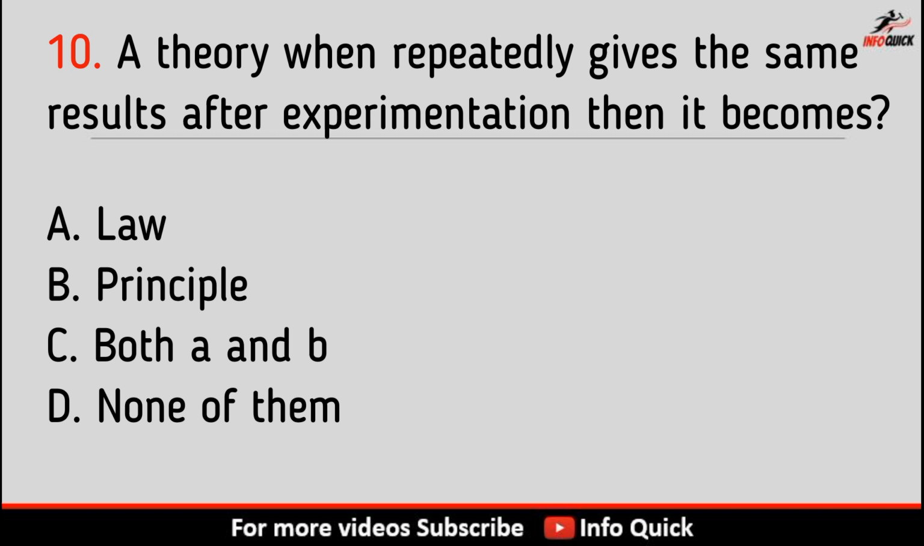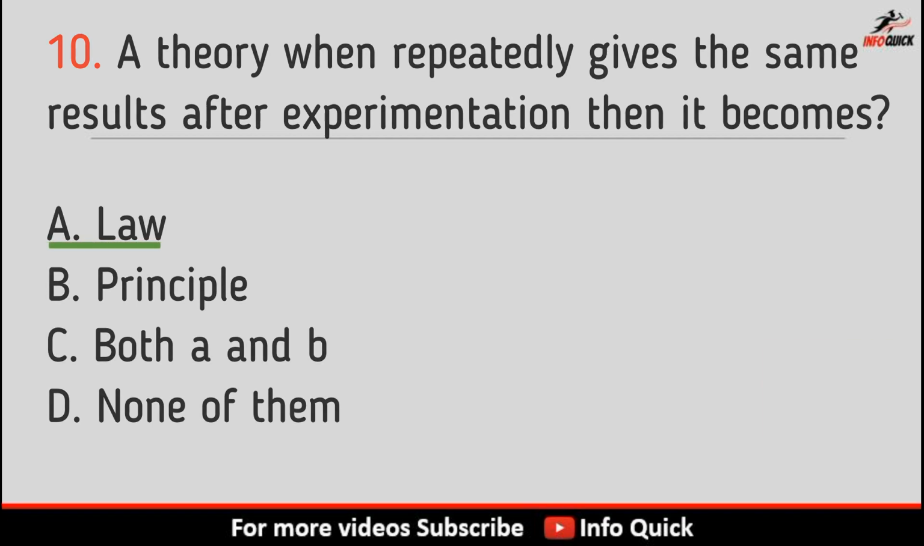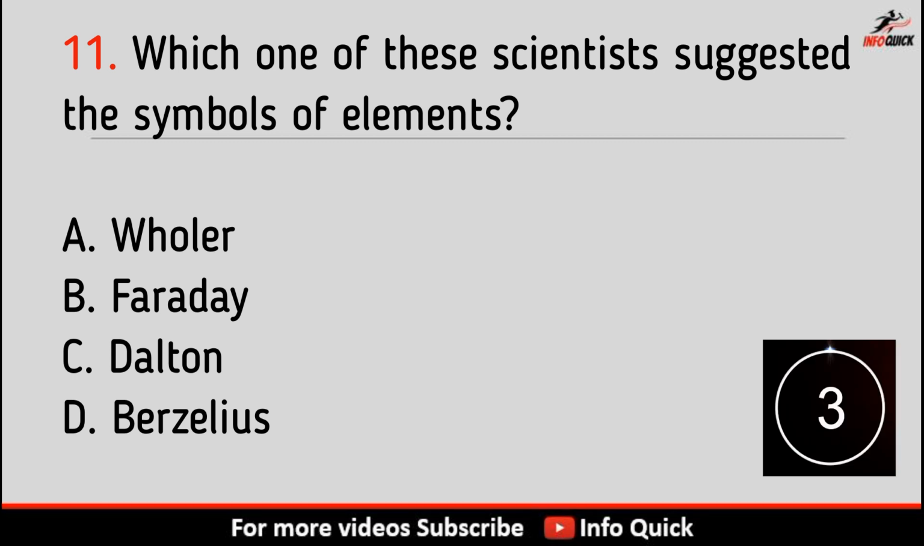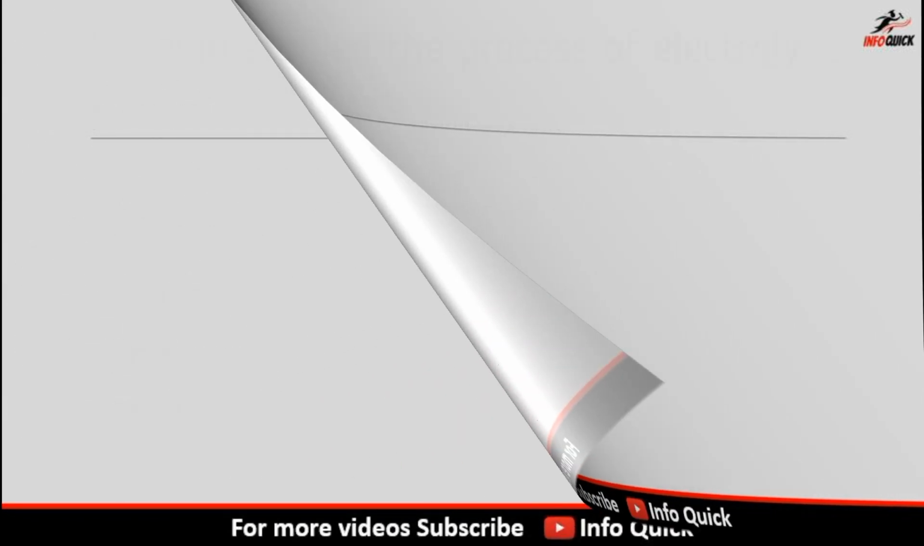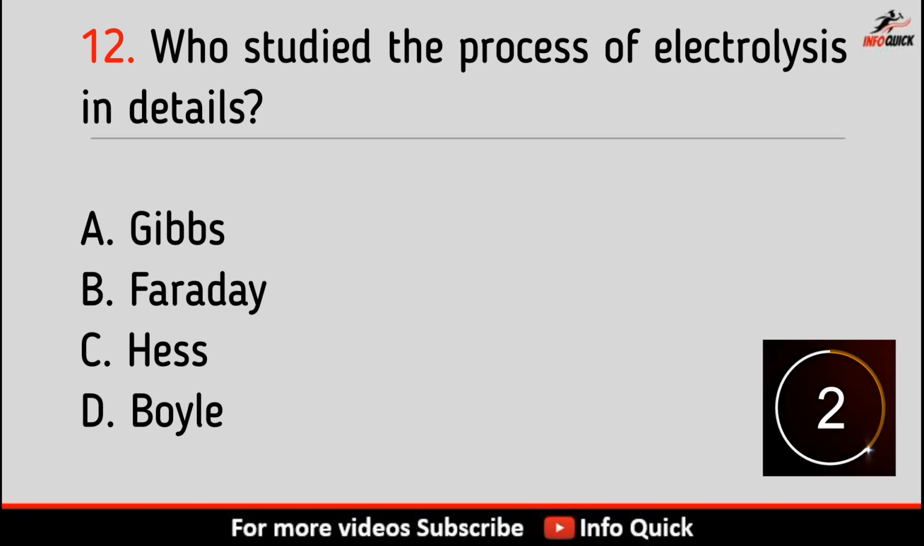A theory when repeatedly gives the same results after experiment, then it becomes law. Which one of these scientists suggested the symbols of elements? Berzelius. Who studied the process of electrolysis in details? Faraday.